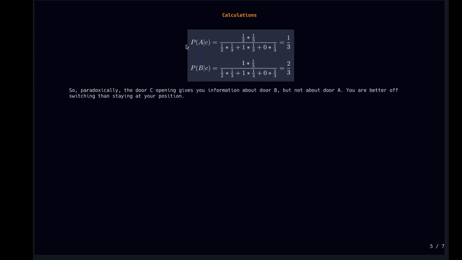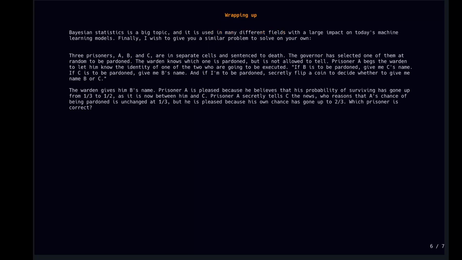And really paradoxically, I'd say, opening door C gives you information about door B, but not about door A. So you're better off switching than staying at your position to answer the question. And finally, Bayesian statistics is a really big topic, and I didn't use it to its fullest extent. It was just used in a probability puzzle, but I think this is the beginning to using it in more advanced applications. And finally, I want to give you a problem to solve on your own.